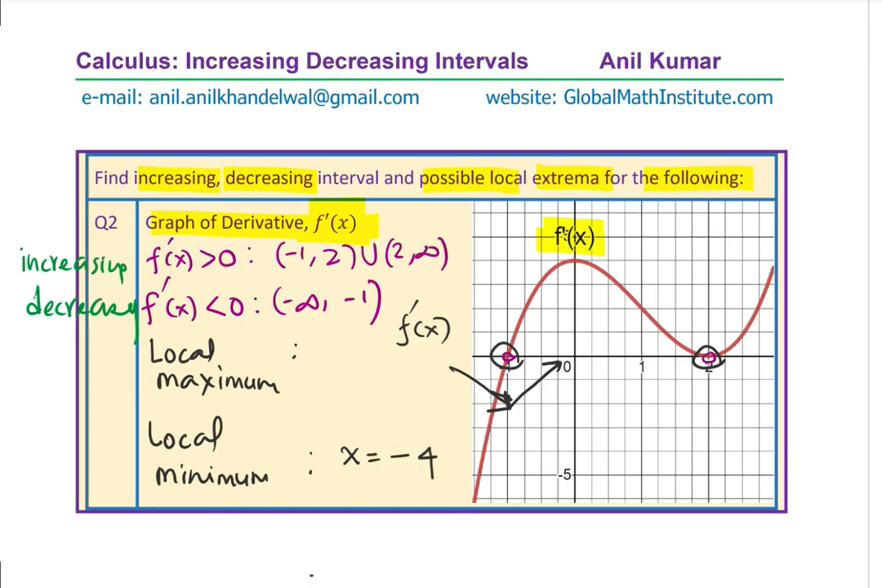At the other critical point, it is positive on both the sides. It is increasing and increasing. So at this point, we do not have any maximum or minimum. So there is no point where we have a local maximum for this particular graph. So this is none.